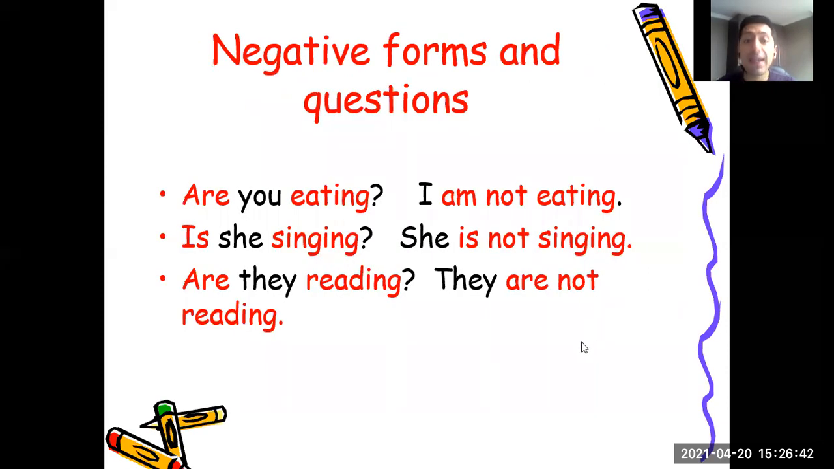How do we do the negative forms here? So in this case, since we are using the verb be, we don't have to use auxiliaries. We don't use don't or doesn't. Okay? In this case, we are only going to add the word not after the verb be. So for example, are you eating? I am not eating. Is she singing? She is not singing. Are they reading? They are not reading. So either for negative or question, we don't have to use auxiliaries, just the verb be.